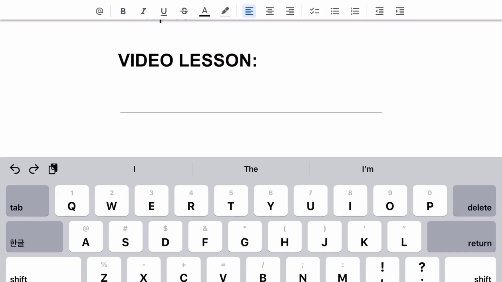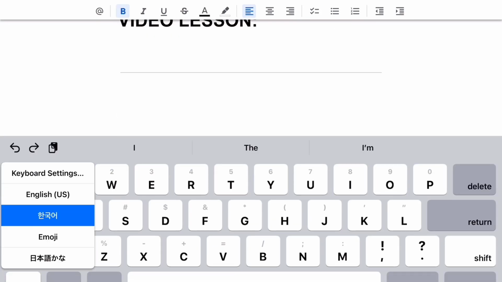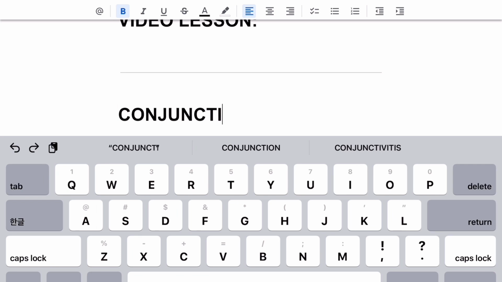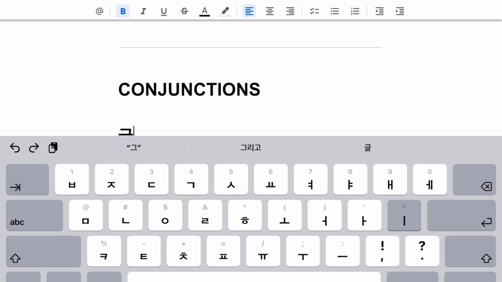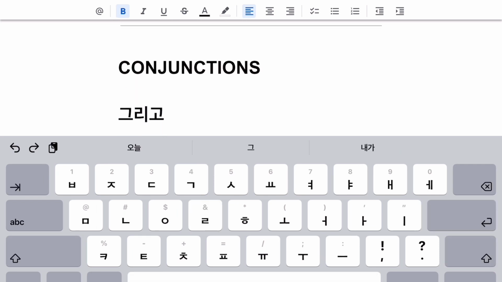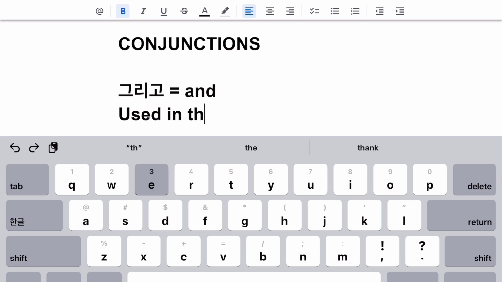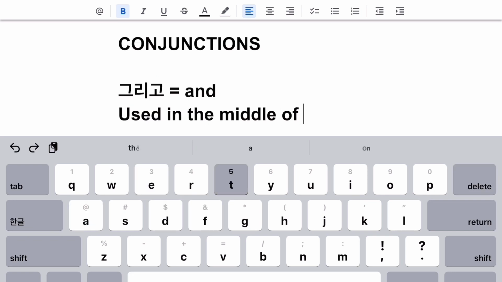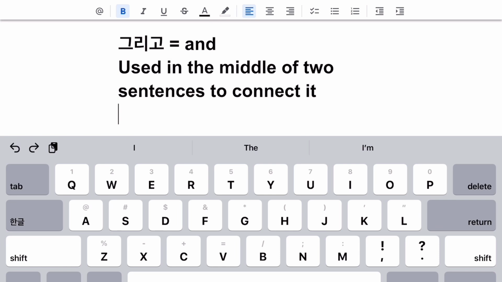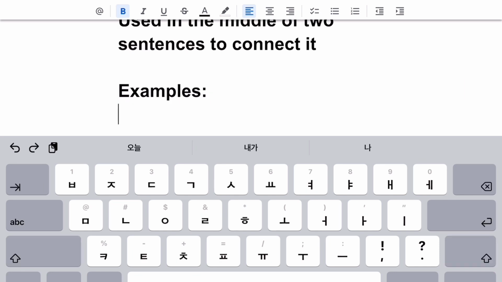Okay, so the first one, we'll just learn piece by piece. I'm going to label this as conjunctions. So the first one, this is a classic one. 그리고 means and, and we use this in the middle of two sentences to connect them, like I was saying before. So it's usually used in between two sentences, not necessarily in between two verbs. Like if you want to say this and that, like milk and eggs.